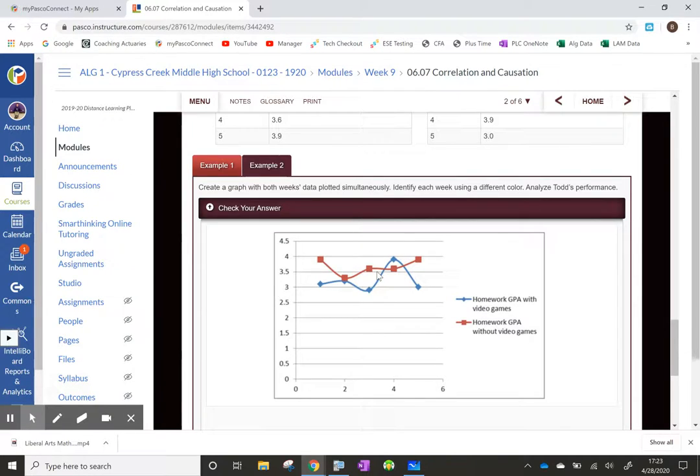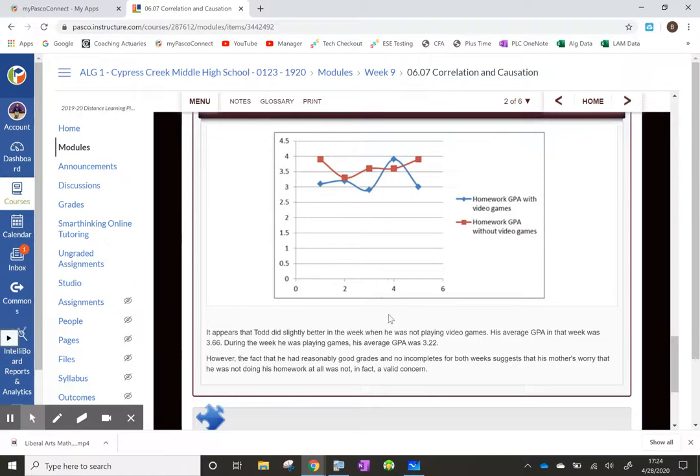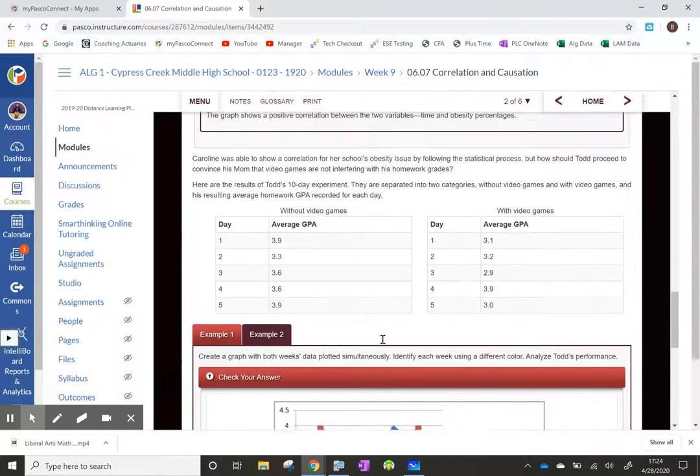So there might be a correlation between video game playing and Todd's GPA or Todd's performance in class, but you can't really say for certain that there's a strong correlation or a causation there. You can't say for sure that because Todd plays a lot of video games, that's going to cause his grade to go down. So there are some questions to be had about that information. But it does say here that he did slightly better without video games, but there really isn't a significant change.